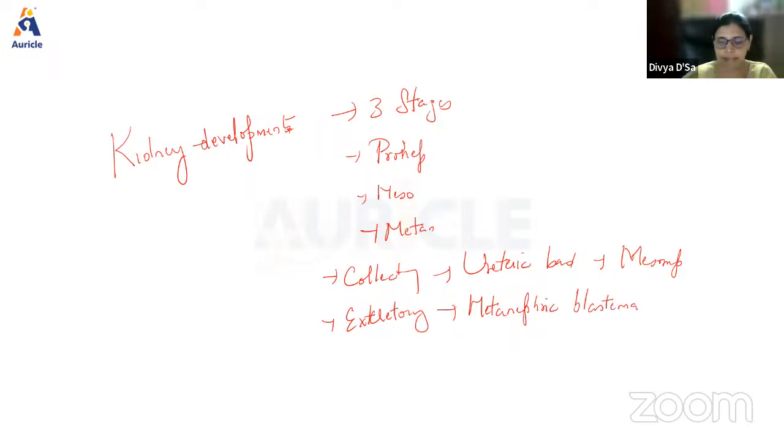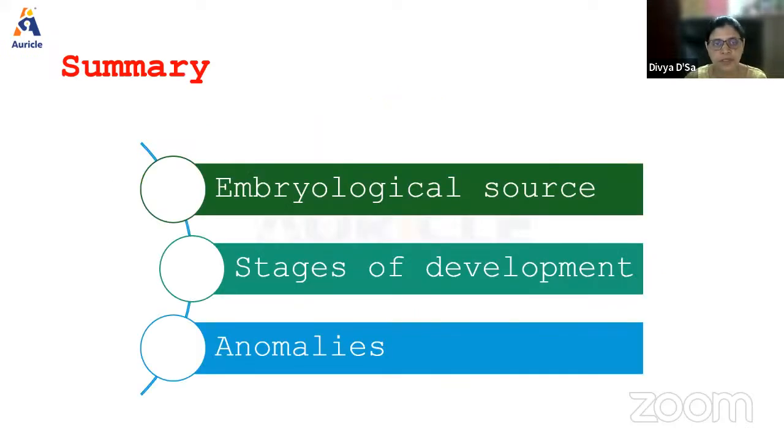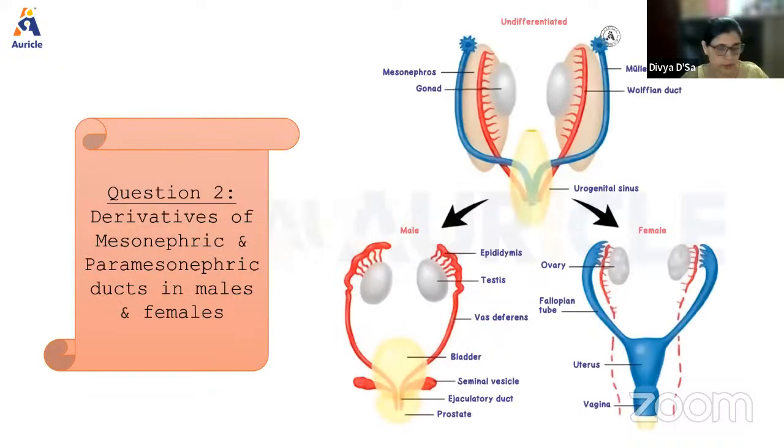Okay, so these are the things which you should write about, and of course the anomalies. Okay, so next we will talk about the derivatives of mesonephric and paramesonephric ducts in males and females. So basically here you need to know which are the structures which are derived. Okay, so we have two ducts which are developing, mesonephric and paramesonephric.